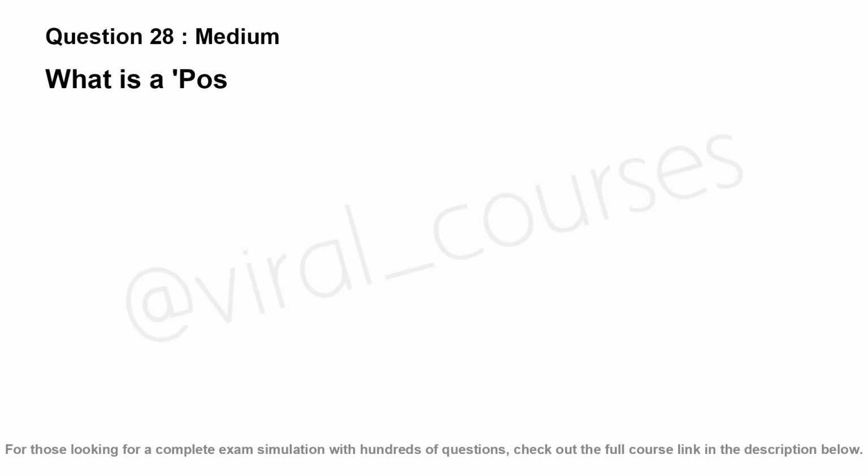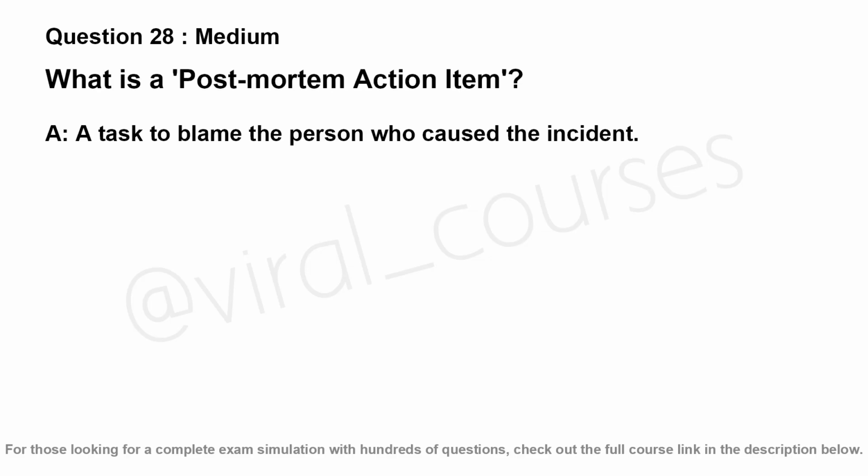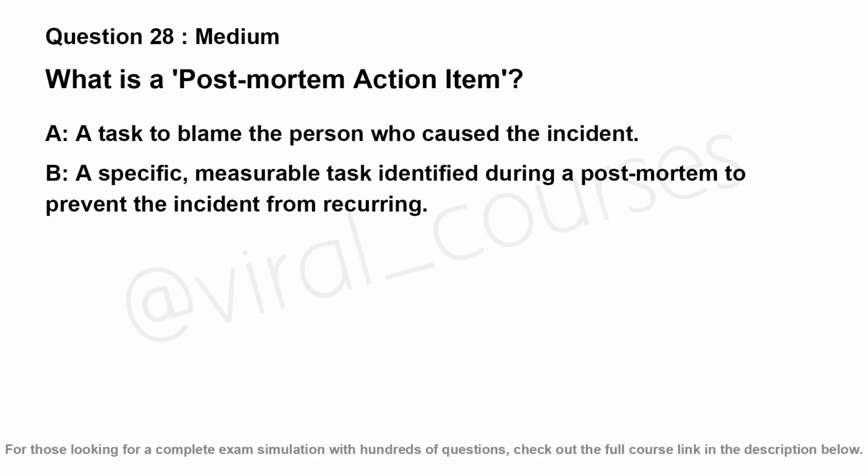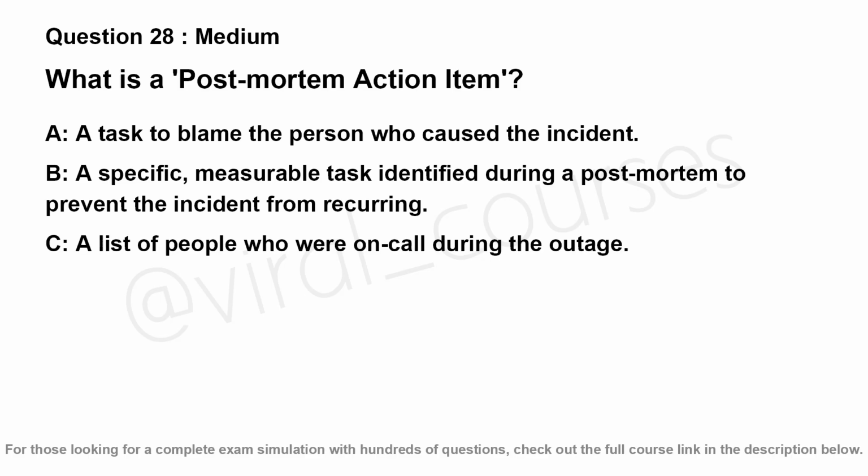What is a post-mortem action item? Option A. A task to blame the person who caused the incident. Option B. A specific, measurable task identified during a post-mortem to prevent the incident from recurring. Option C. A list of people who were on call during the outage. Option D. The initial alert that started the incident.